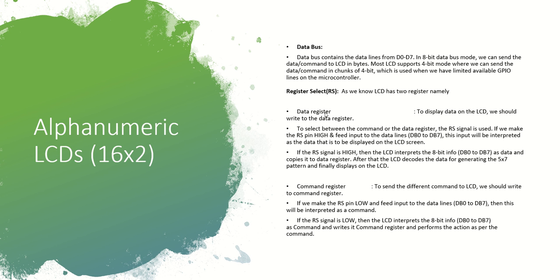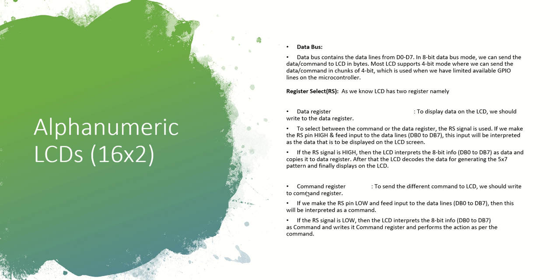Let's read this. To display data on the LCD, we should write to the data register. To select between the command register and data register, the RS signal is used. To make it the data register, make the RS signal high and feed the input to D0 to D7. This input will be interpreted as data. So if you make the RS signal high and send whatever value is on DB0 to DB7, that will be treated as data. That is the simple thing you need to look at.